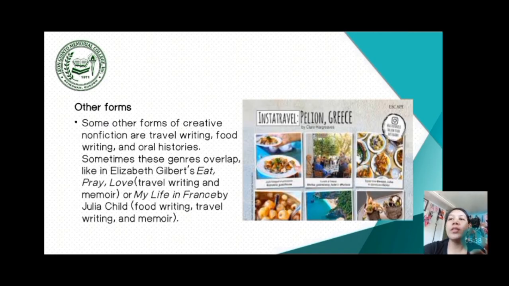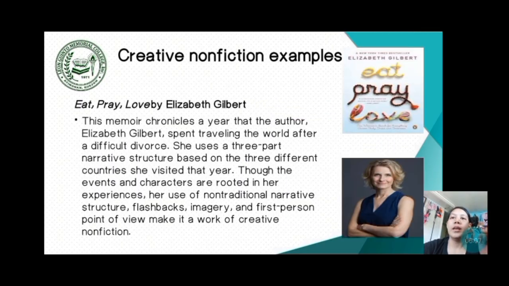Some of the other forms are travel writing, food writing, and oral history. Sometimes these genres overlap, like in Elizabeth Gilbert's Eat, Pray, Love, which is travel writing and memoir. So there are two forms, travel writing and memoir. And the other one is My Life in France by Julia Child. It is food writing, travel writing, and memoir. So they incorporate different types of forms in their creative nonfiction stories.